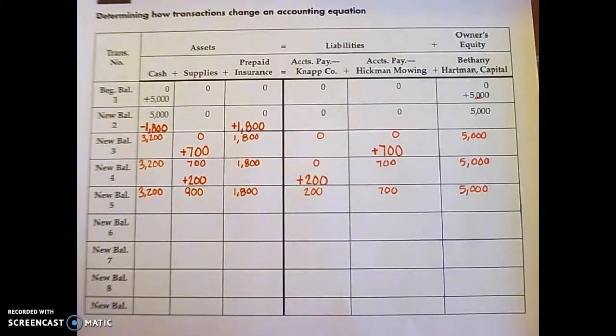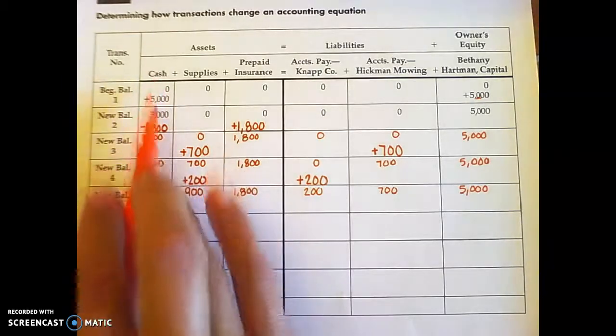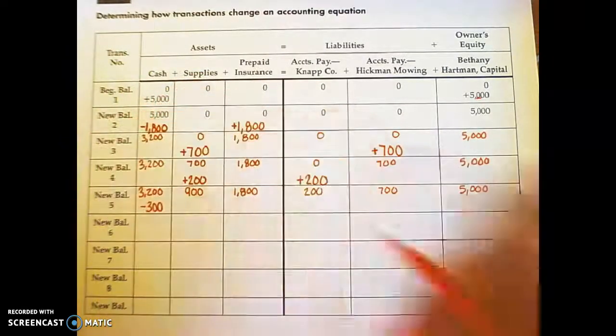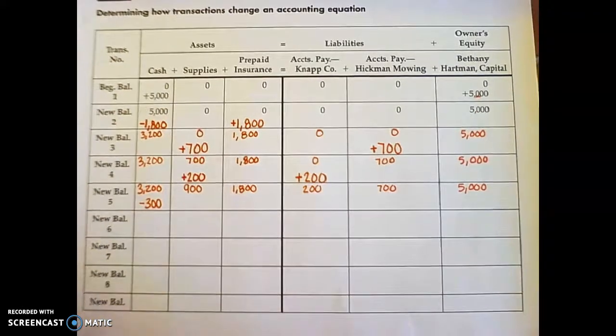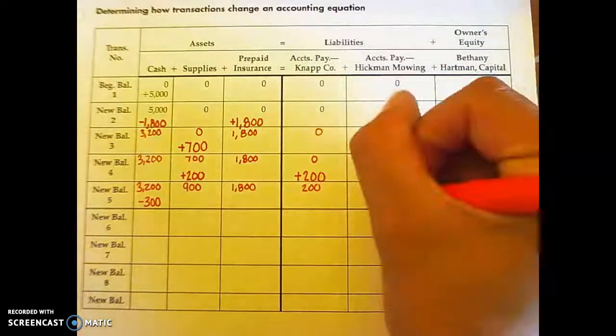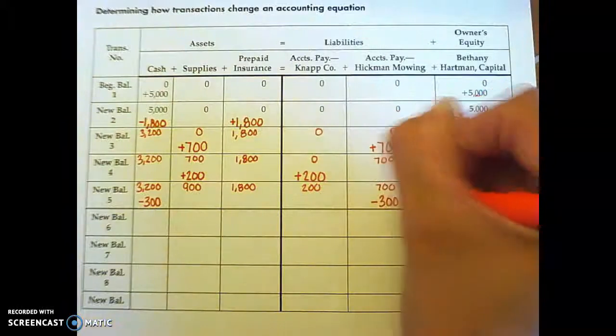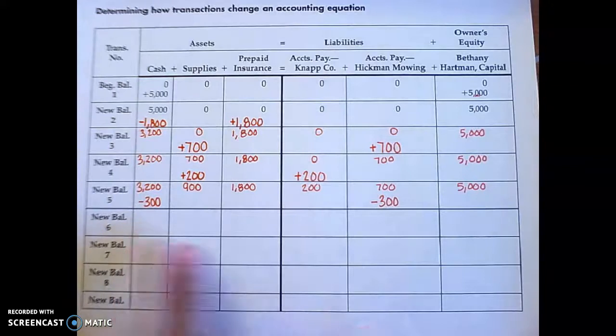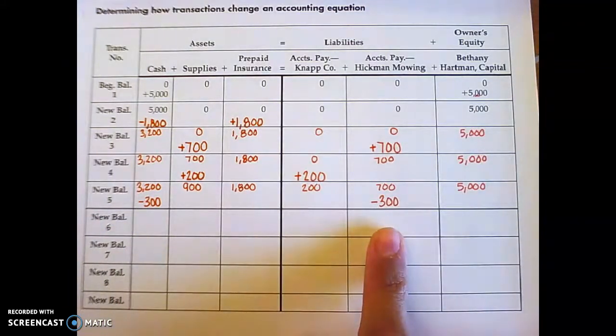Alright, the fifth one, we paid cash on account to Hickman Mowing, $300. So we paid cash, so because of that, our cash account is affected. Since we paid cash, we will subtract $300. And our accounts payable for Hickman Mowing is also going to be affected. The amount we owe them is less by $300, so we will subtract $300. Plus, if we minus on one side, we're going to subtract on the other side as well.